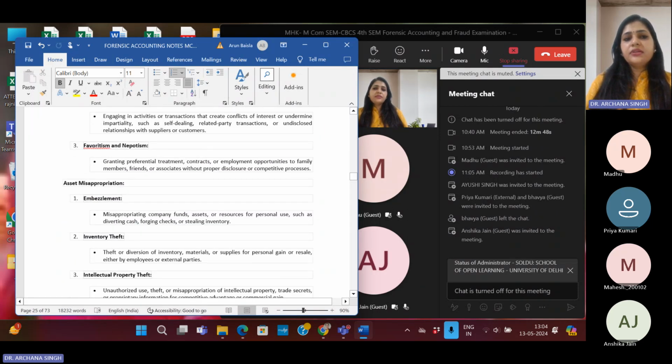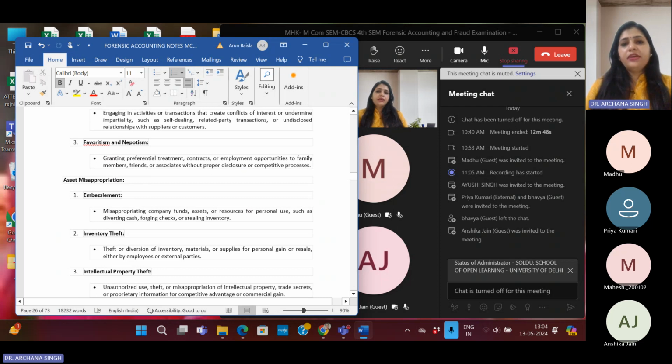Next is favoritism and nepotism. Favoritism means granting special or preferential treatment, contracts or employment opportunities to family members, friends, or persons who are associated, without proper disclosure or competitive process. They are offering them employment opportunities. So favoritism and nepotism may be there. This is also included in fraudulent activity.